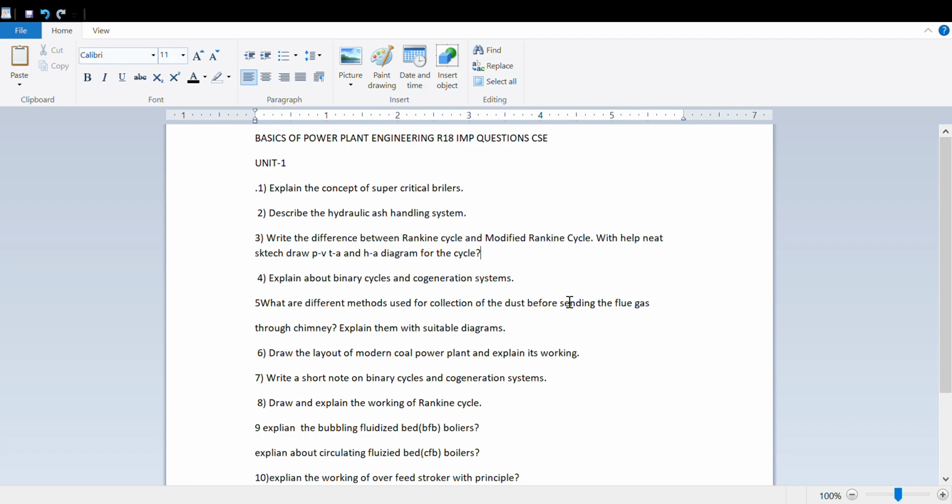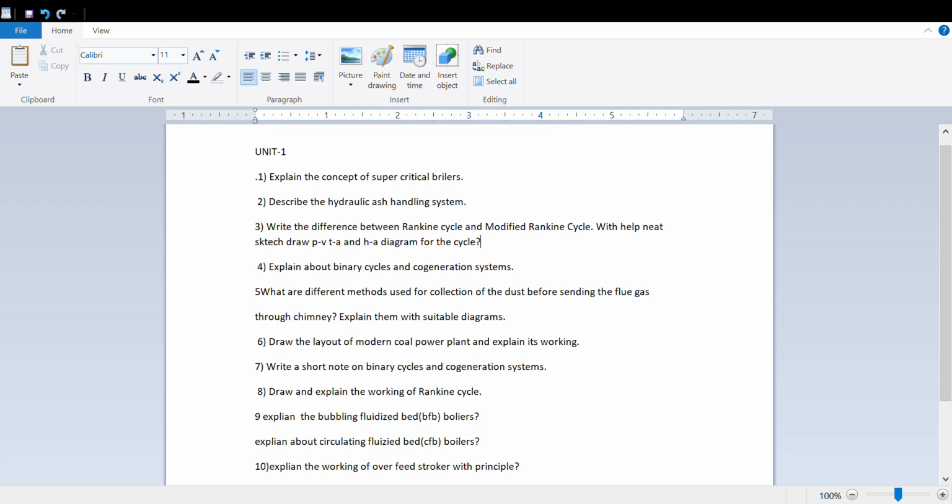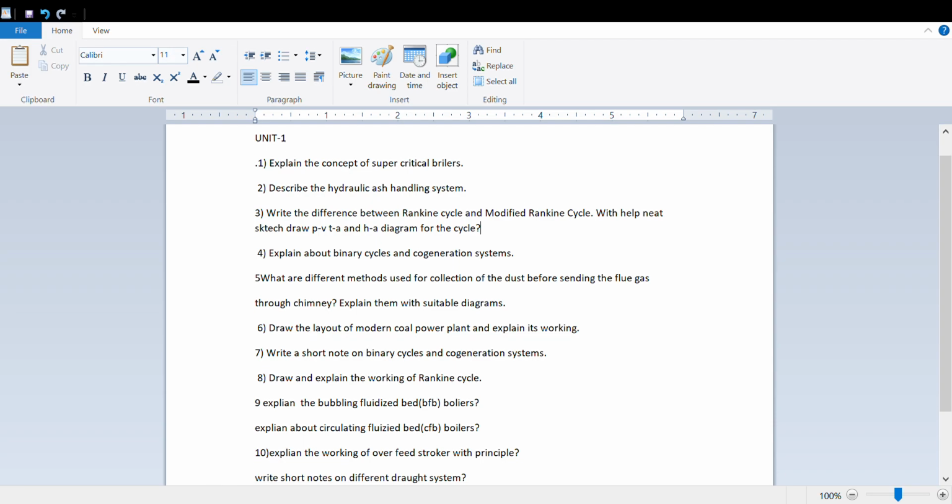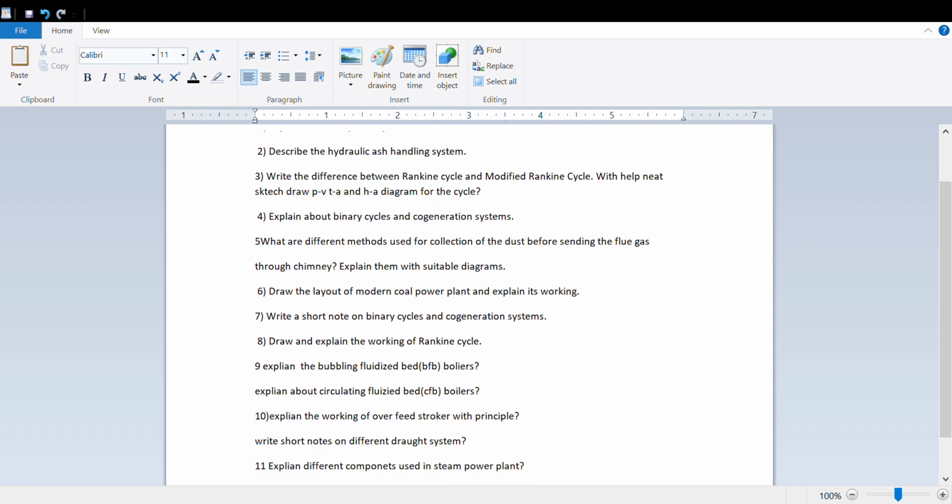Write short notes on the binary cycle and cogeneration, and draw the working principle of bubbling fluidized bed (BFB) boilers and circulating fluidized bed boilers. Explain the working of a feed stoker with an example, write short notes on the draught system, and explain the different components used in a steam power plant.